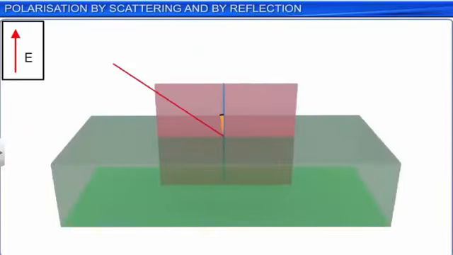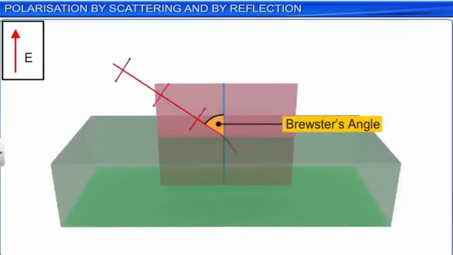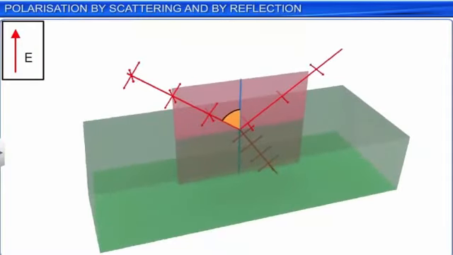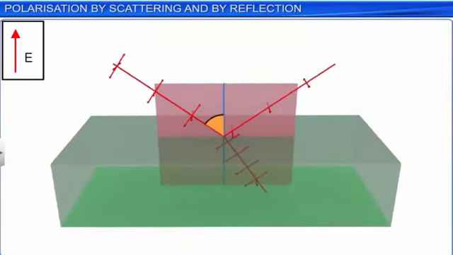But for a particular angle of incidence, known as the polarizing angle or the Brewster's angle, the light for which E lies in the plane of incidence is not reflected at all, but is completely refracted. When light is incident at the polarizing angle, the light for which the E vector is perpendicular to the plane of incidence is partially reflected and partially refracted. The light for which the E vector lies in the plane of incidence is completely refracted into the second medium.